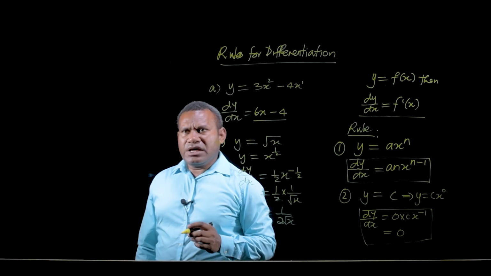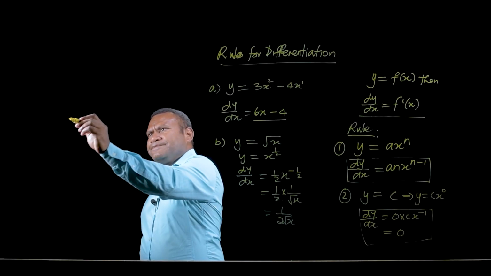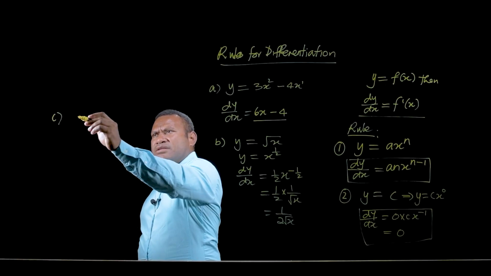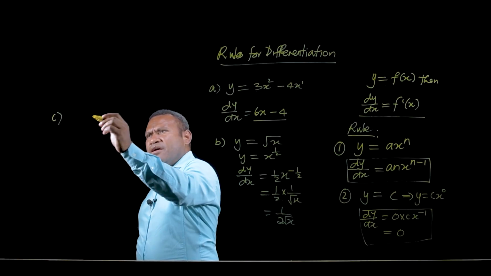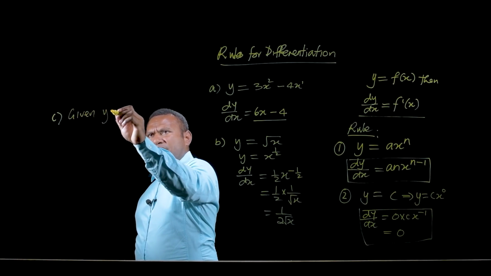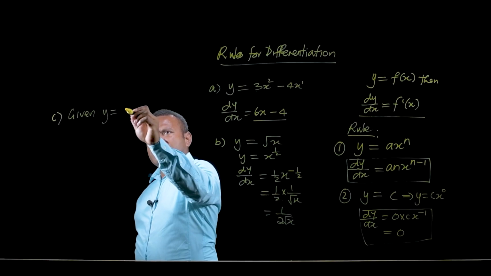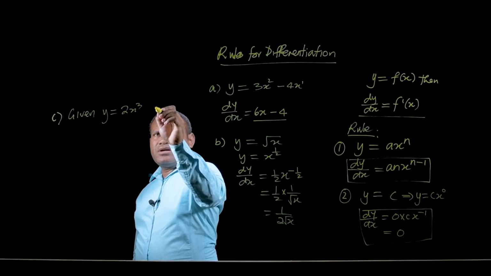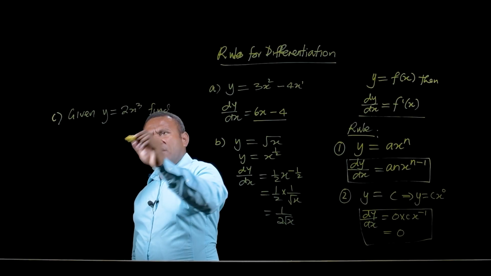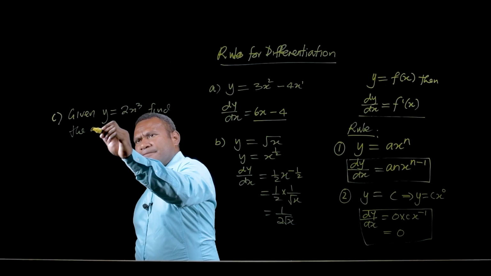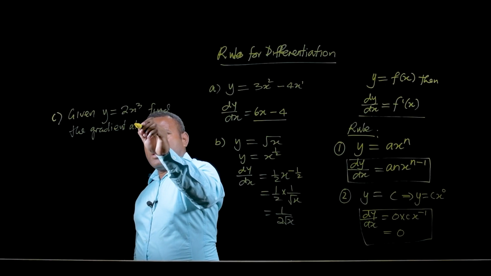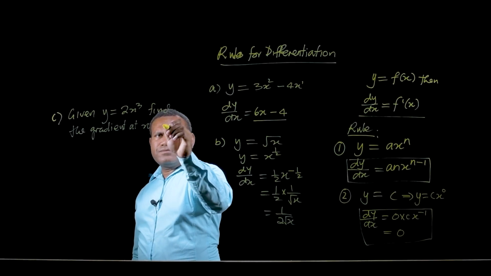Now let's take a look at the last example, C. If you are given this function, y is equal to, let's say, 2x cubed, and you are asked to find the gradient at x equals, let's say, 2.